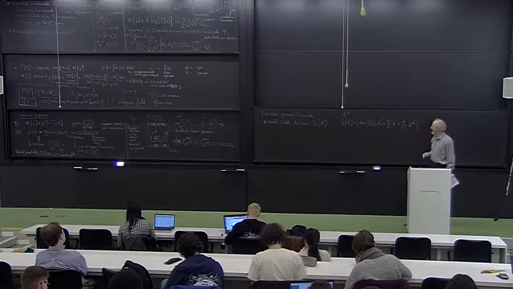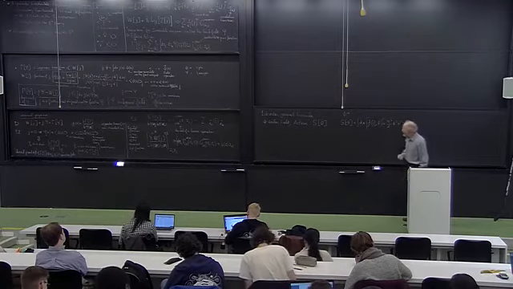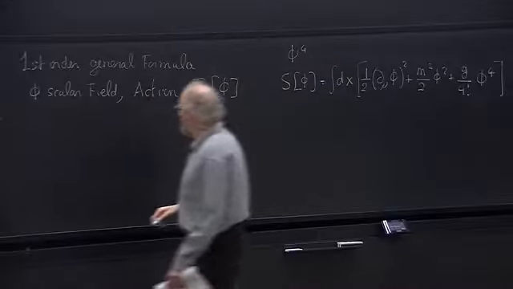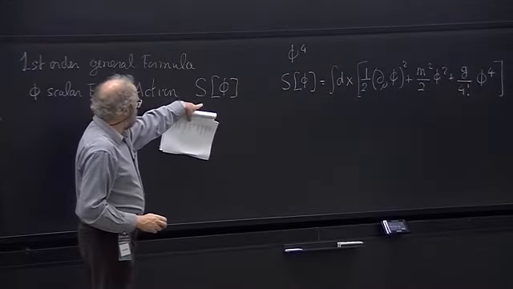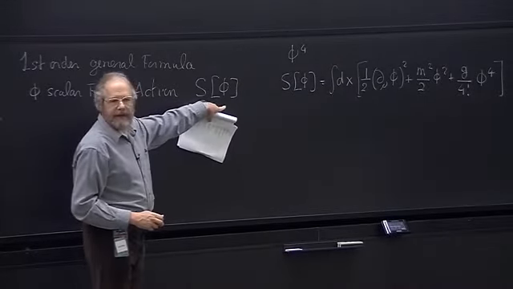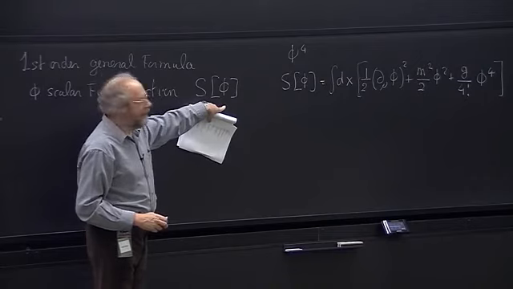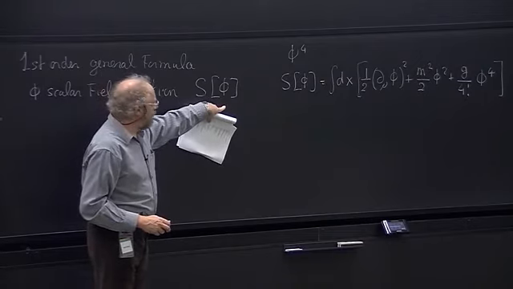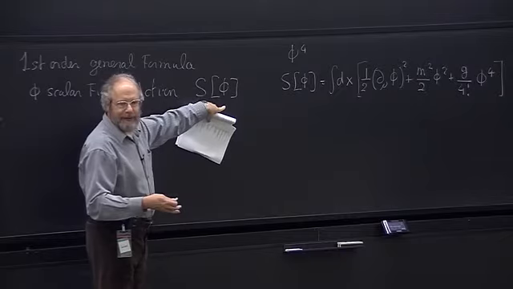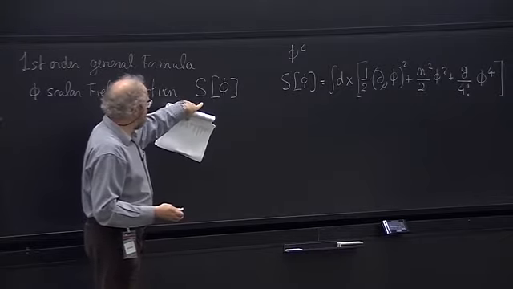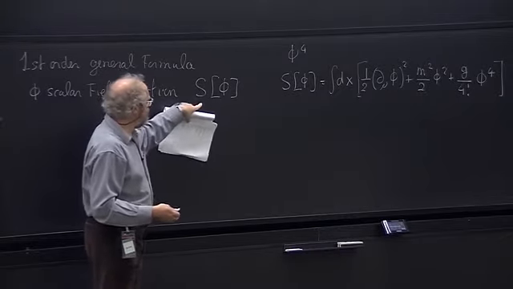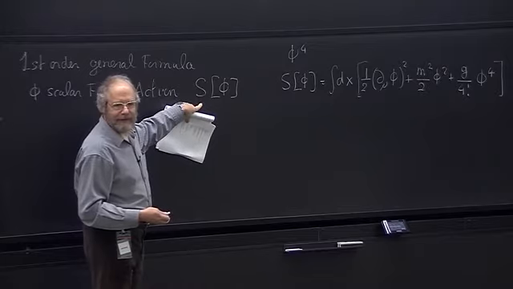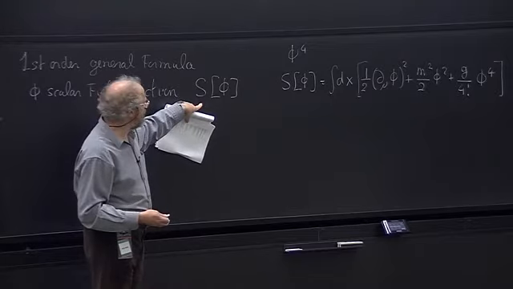But I'm going to consider a general action. Okay. So this is a functional of the field phi. Okay. So you know that the classical solutions are given by the function phi such that the first derivative of S, the functional derivative of S, vanishes.